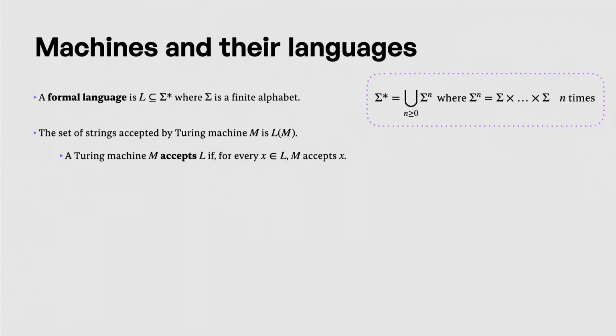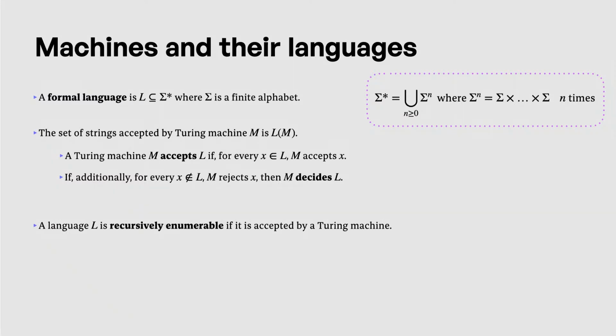Okay, so I'm only talking about what are called the yes instances. The strings in L are called the yes instances of L. So I'm not saying anything about the no instances so far. If additionally, for every string not in L, M rejects x, then we say that M decides the language. So for M to decide the language, it must be able to correctly say which are in and which are out. A language is recursively enumerable if it is accepted by a Turing machine, and it is decidable if it is decided by a Turing machine.